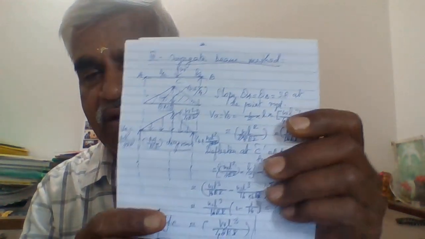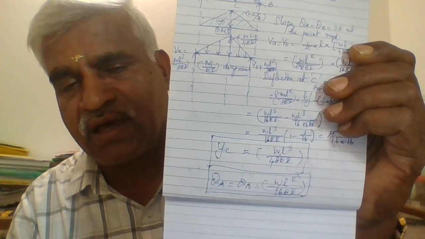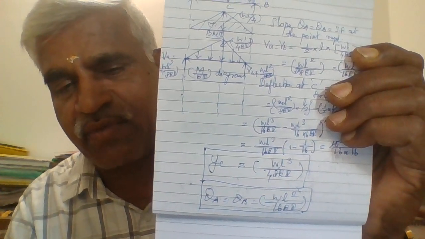I have done a worked out example for a simply supported beam, which I have explained. This is about the slope and deflection at this point. This is the way you have to work out the slope and deflection for any type of beam.